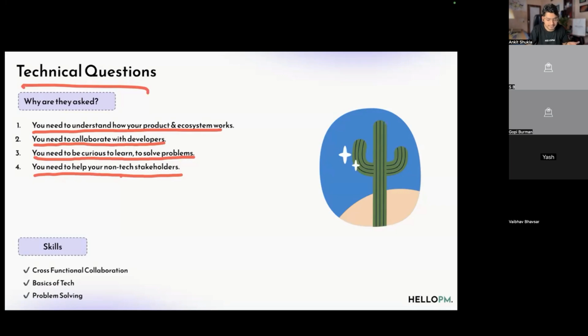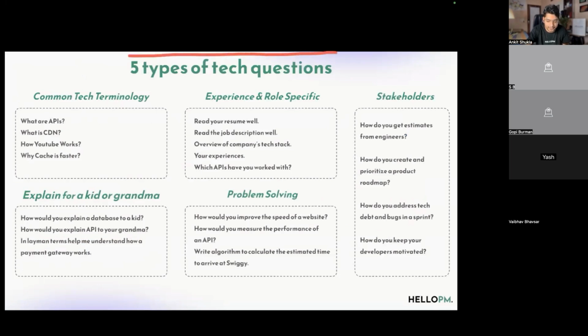Okay. And the skills that they are assessing are cross-functional skills, basics of tech, and problem solving. Based on that, we have five kinds of questions that are asked in any technical product management interview round.